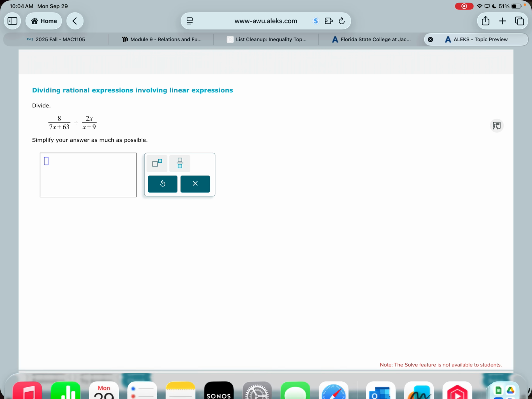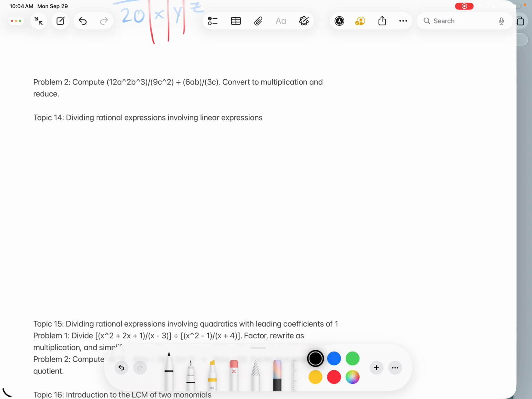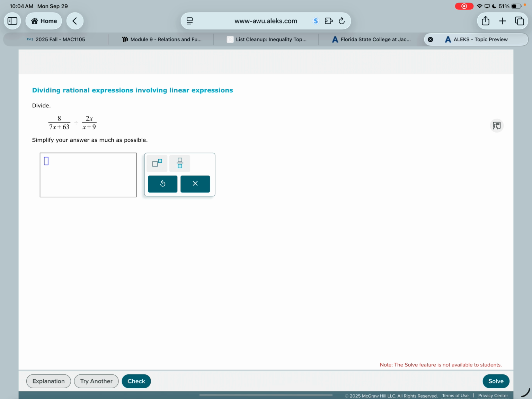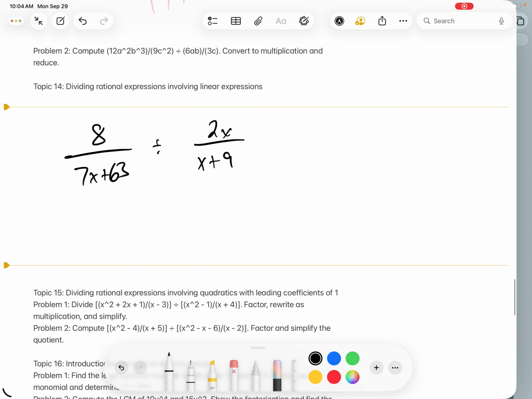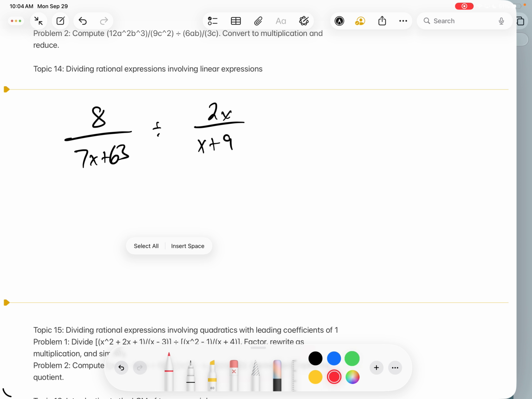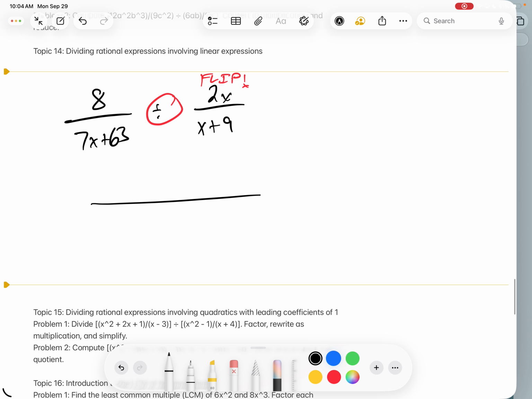All right, let me pull this problem. 8 over 7x plus 3, divided by 63 over 2x, x plus 9. Did I say 7x plus 3? Okay, so on this one, again, as soon as I see this, I'm writing on my paper or whatever, thinking flip the second one. So this is going to turn into a multiplication problem. We can kind of simplify as we're doing this.